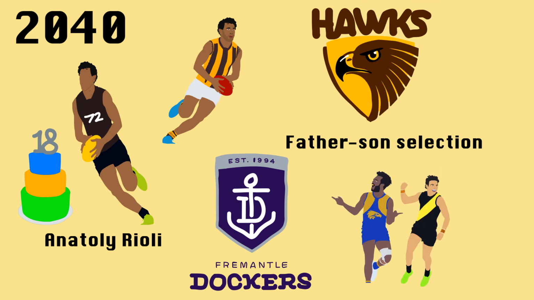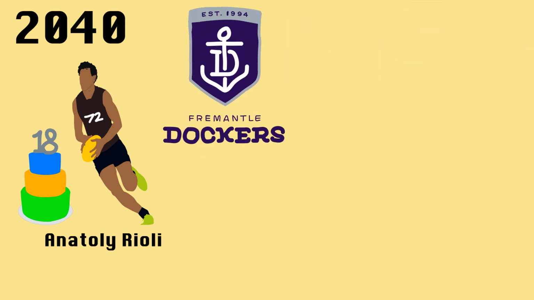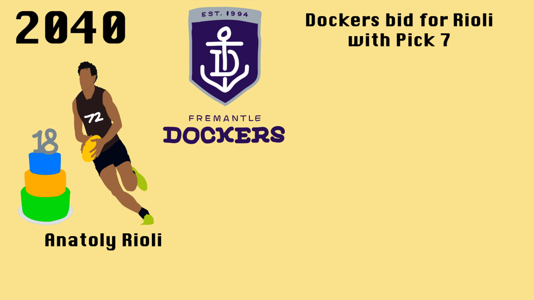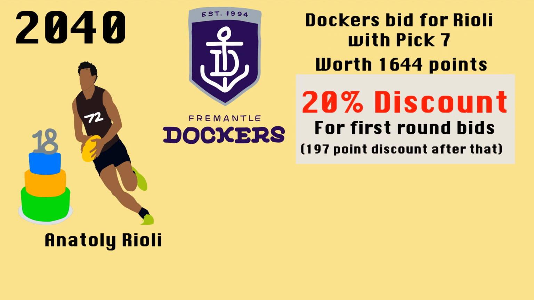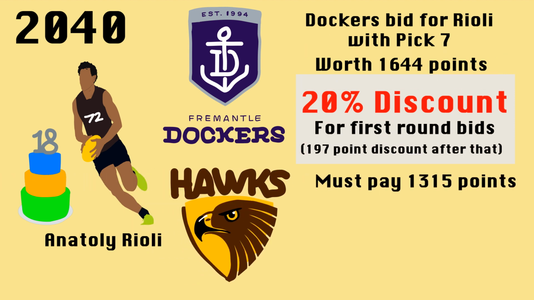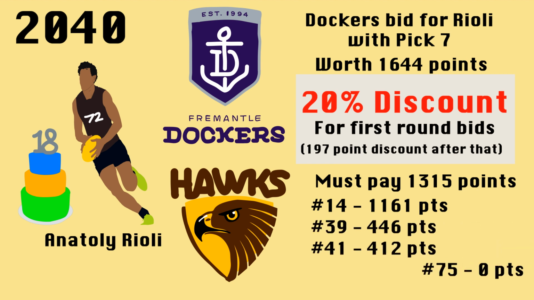When their turn comes, they bid for Rioli with pick 7, worth 1,644 points on the draft index. A discount of 20% is applied to bids made in the first round, and a flat 197-point discount after that, meaning the Hawks must pay 1,315 points for Anatoly. They have picks 14, 39, 41, and 75.